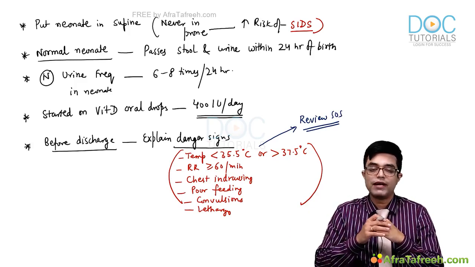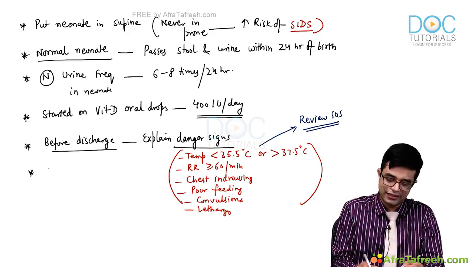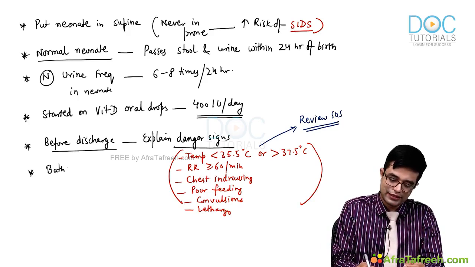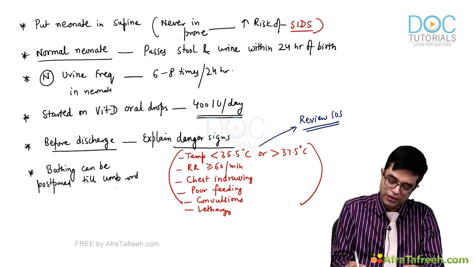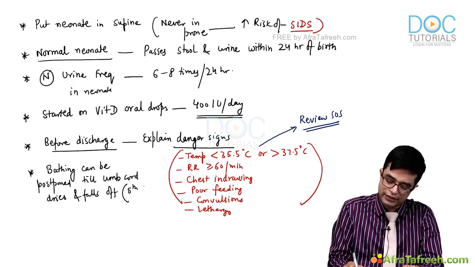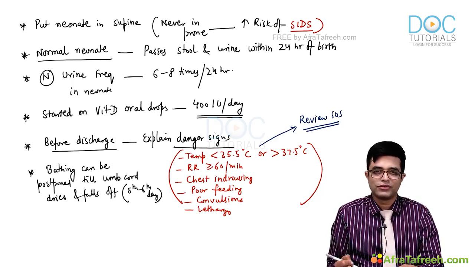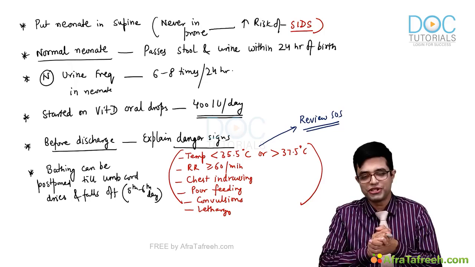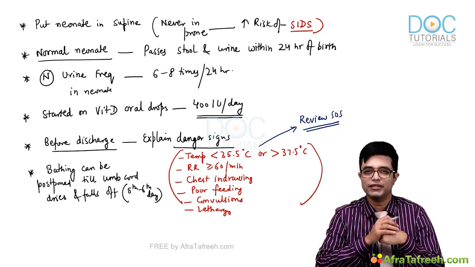And finally, when will you bathe the child? So bathing of the child, remember, you need not bathe the child immediately after birth. Bathing can be postponed till the umbilical cord dries and falls off. And when does the umbilical cord normally fall off? It usually falls off around the 5th to 6th day of life. So you will ask the parents to do wet sponging of the child till the 5th or 6th day. Once the umbilical cord falls off by itself, after that you can bathe the child easily.